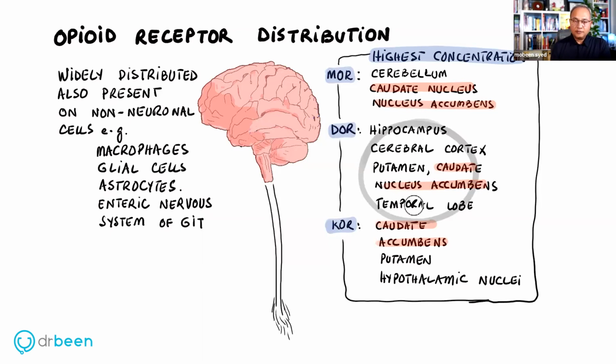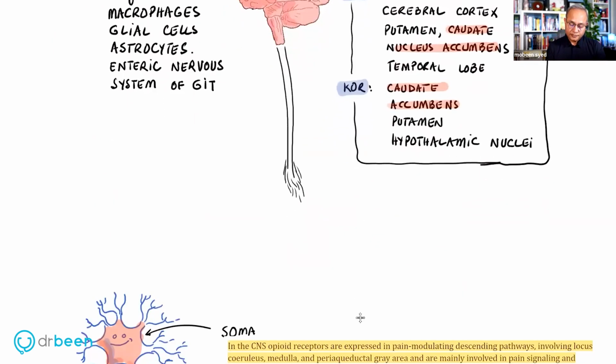The structure names here are those for the highest concentrations. Then kappa: caudate, accumbens, putamen, and hypothalamic nuclei. Again, highest concentrations. As I said, they're present in other parts as well.